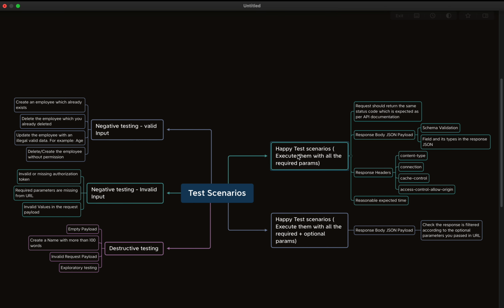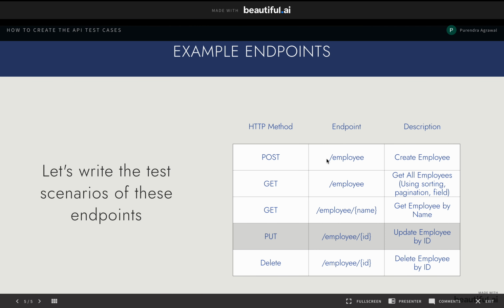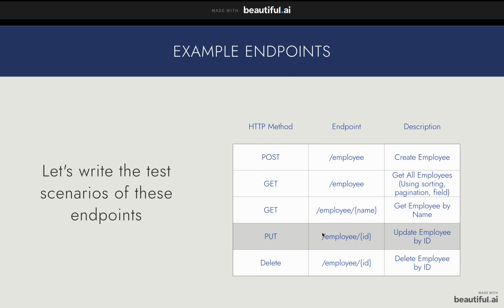If I am talking about happy test scenarios with all the required parameters, so for example, we have taken these 5 endpoints, right? So suppose you are creating an employee, and in that employee there is a request body in which not all the parameters are mandatory.